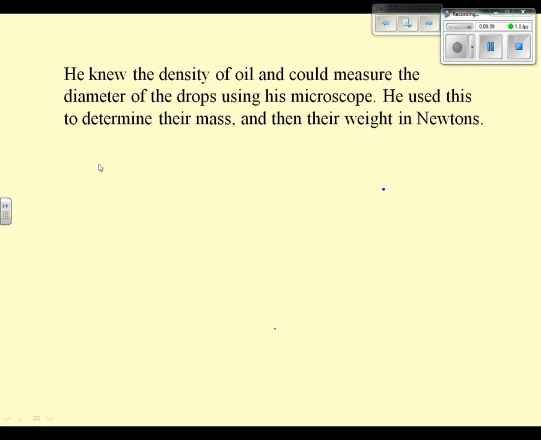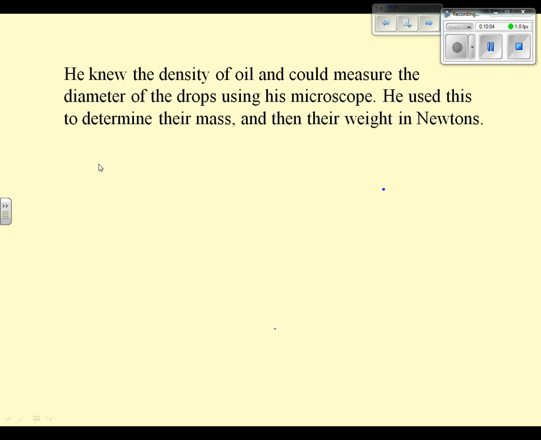Now, this is where I'm going to lead you astray a little bit. Okay? He did not know the density of oil, and he certainly did not measure the drops of the oil droplets using a microscope. He used the viscosity of oil, which some of you have told me there's some controversy around, right? He did much more complicated calculations to figure out the mass of our drop.